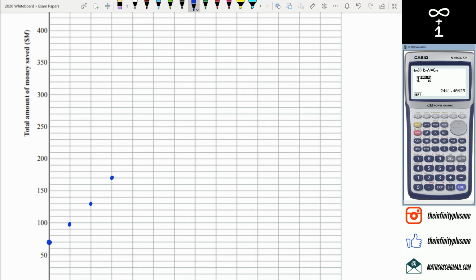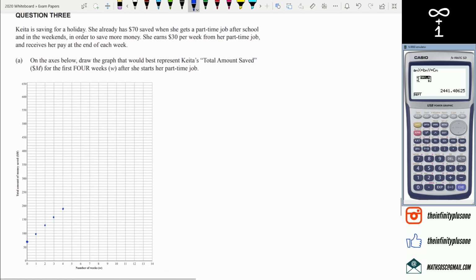I think I've missed a line. So 190. And we've done it for the first 4 weeks after she started her job. So now this right here is going to give you an achieved. You can draw it as a straight line, but just remember that it is discrete, it is a bunch of points, because she's getting paid at the end of each week. So we're going to leave it like that.